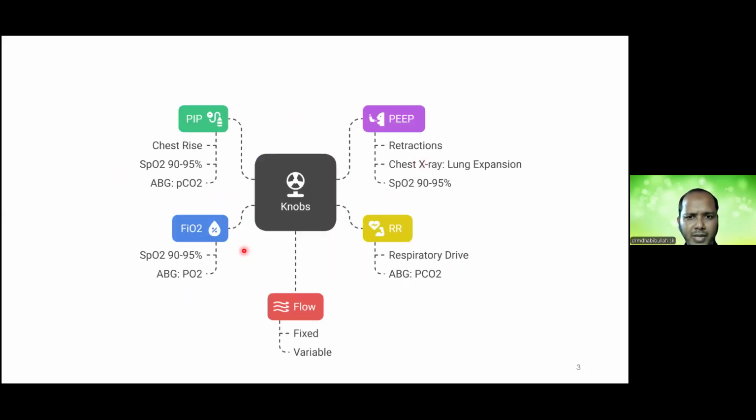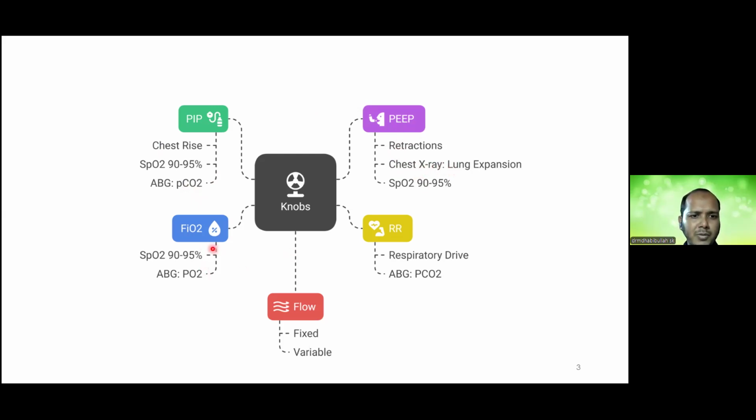These are the 5 knobs we usually operate, be it invasive or non-invasive. The first is PIP. How can we adjust the PIP? Just grossly by seeing the chest rise. At the same time, we have to monitor the SpO2, targeting around 90 to 95%. You can also monitor the PCO2 level from the ABG or VBG. And PEEP, we can monitor by seeing the chest retraction, and on the X-ray you have to see the lung expansion.